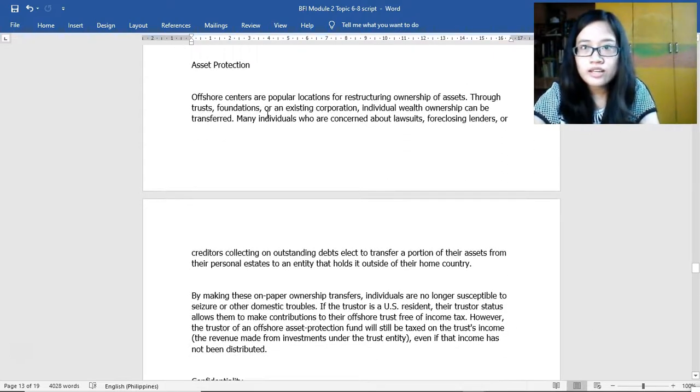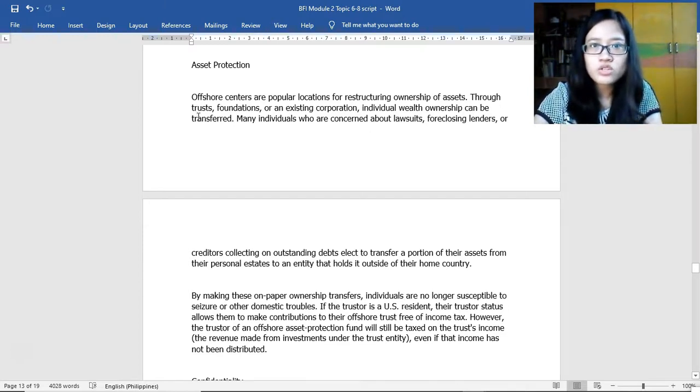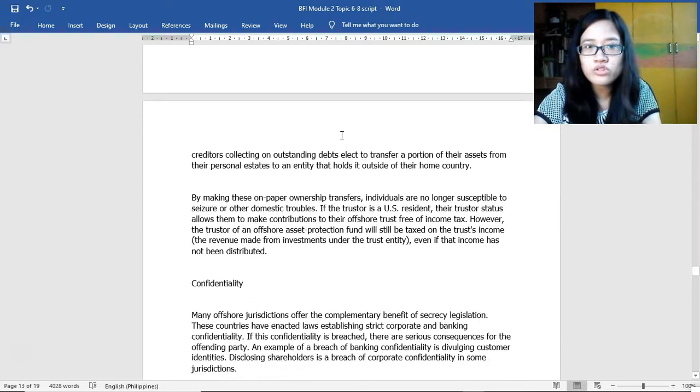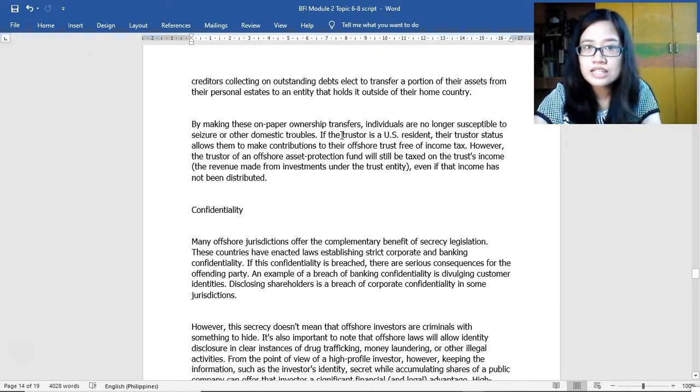Asset protection, another advantage. Offshore centers are popular locations for restructuring ownership of assets. Through trust, foundations, or an existing corporation, individual wealth ownership can be transferred. Many individuals who are concerned about lawsuits, foreclosing lenders, or creditors collecting on outstanding debts elect to transfer a portion of their assets from their personal estates to an entity that holds it outside of their home country.